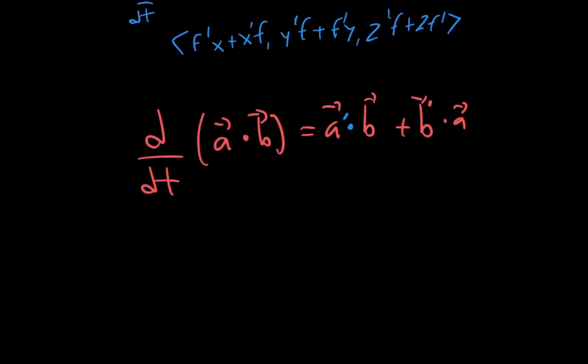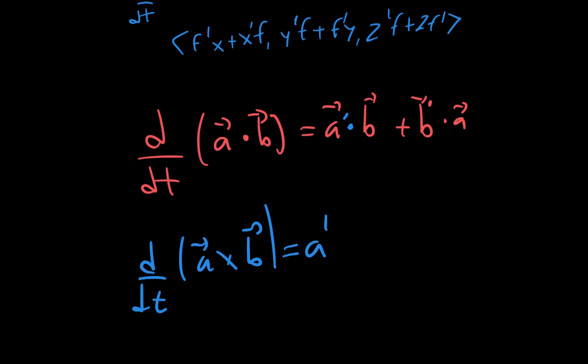And this also applies to the cross product, a cross b. Now we would get a prime cross b plus, well, actually, the order should stay the same, a cross b prime. And these are derivatives of the entire vector valued function.